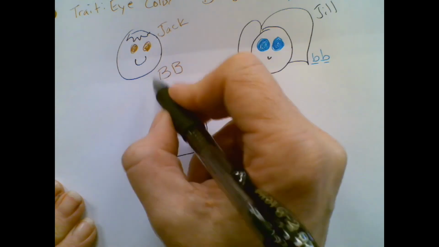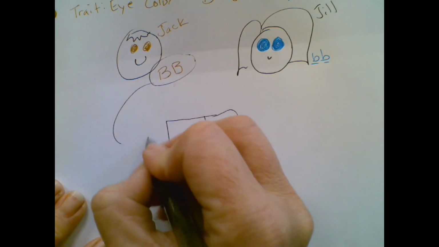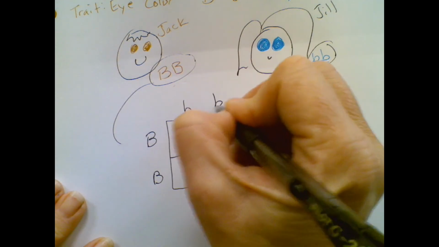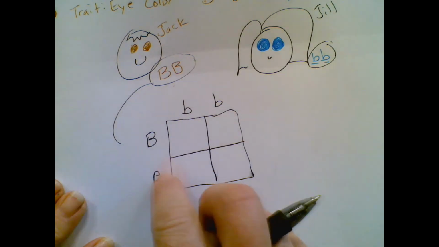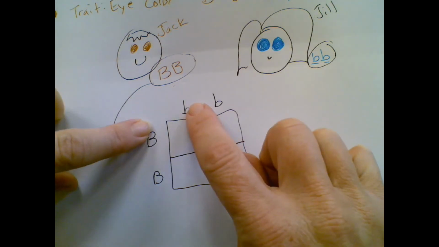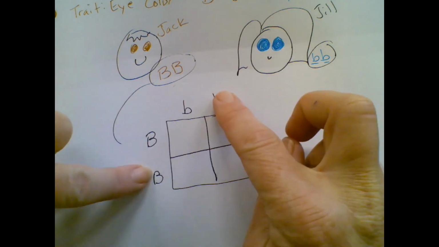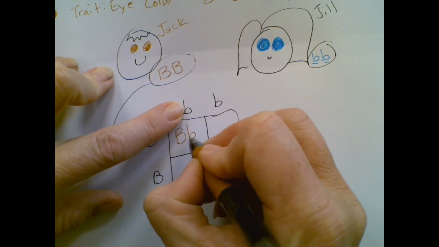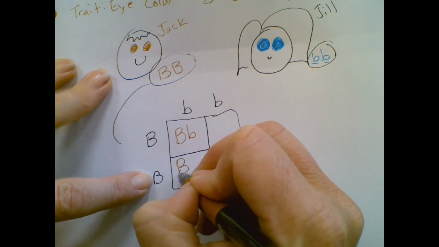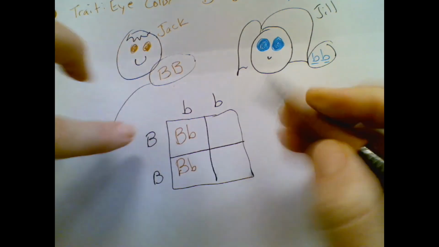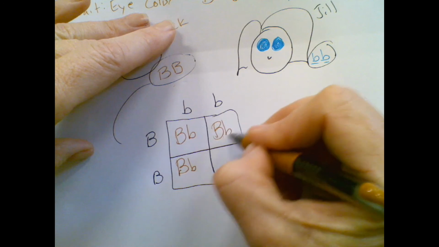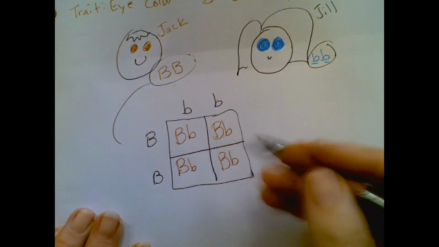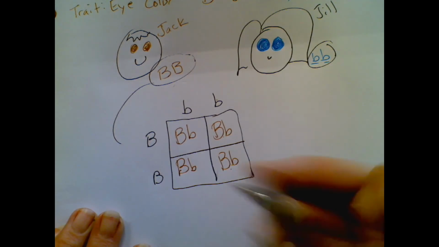All right, here we go. Take Jack's alleles, one here, one here. Jill, one here, one here. It doesn't matter if you flip-flop these, you'll get the same data. And in the boxes, you'd end up with a big B and a little b, a big B and a little b, like this. Whoa, it's the same situation as last time. None of their babies are going to have blue eyes.